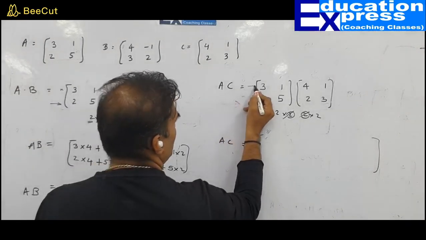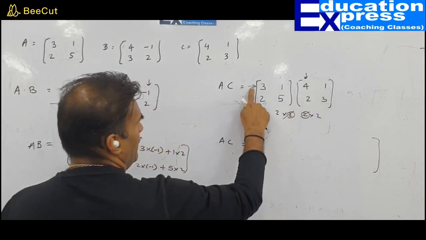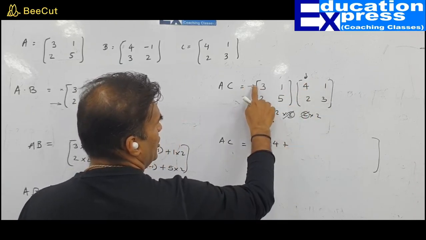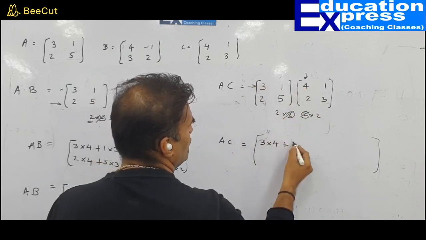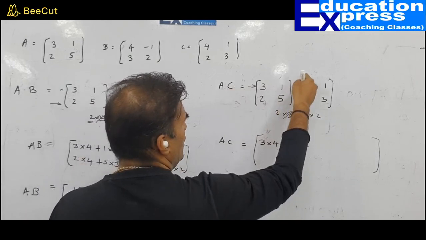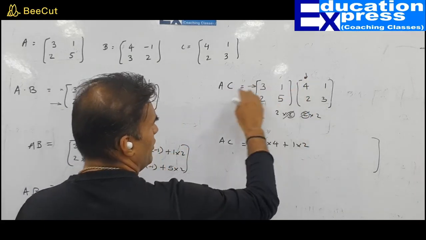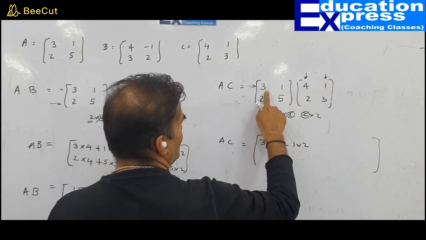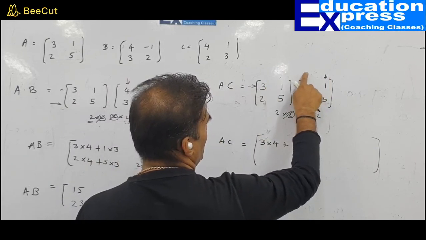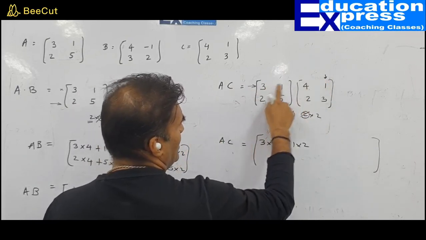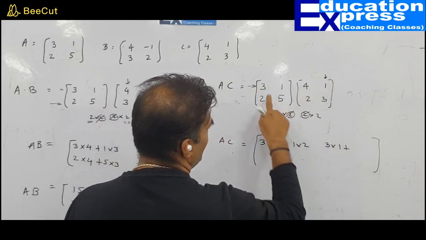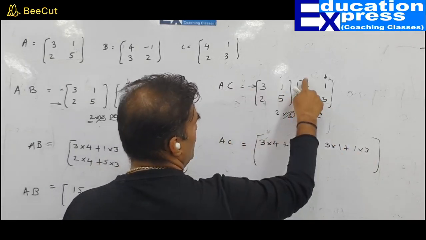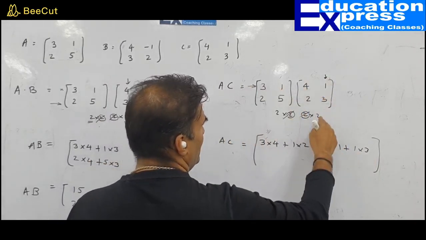Very simple. Start with the first row and the first column. 3 into 4, not yet over. 3 into 4 plus 1 into 2. Absolutely done. So first row into first column, complete. Same row, because it has to complete with all the columns. Now we'll move with this column. So what will you say? 3, erase this, because we should know now it's going to multiply with this. 3 into 1 plus 1 into 3. Absolutely fine. This row is done with this combination.